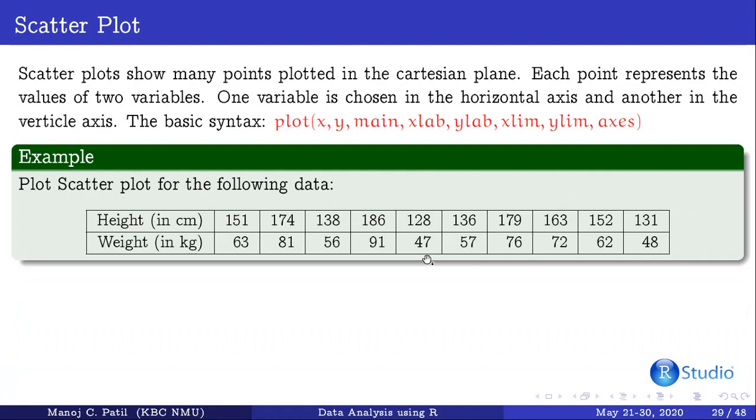Another plot is the scatter plot. A scatter plot shows many points plotted in a Cartesian plane. Each point represents the values of two variables, one variable chosen on the horizontal axis and another on the vertical axis. The basic syntax is plot x versus y. Other arguments are similar to the previous ones: main for the title of the plot, xlab, xlim, ylim, and the axis ones.